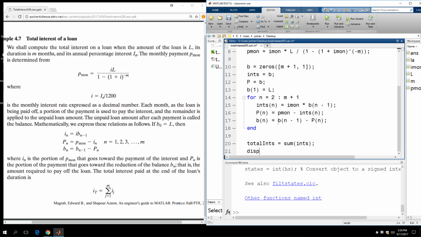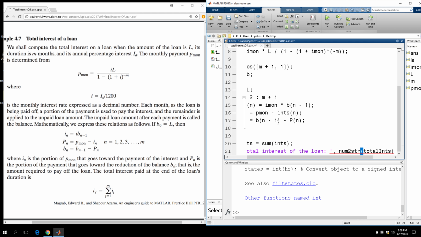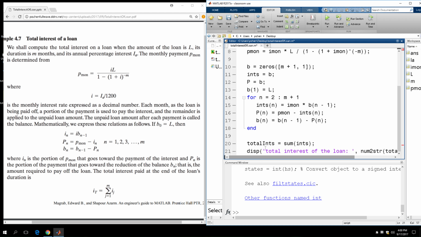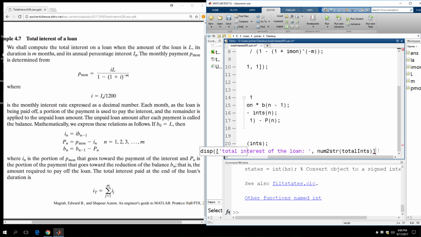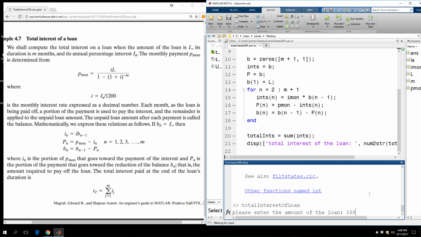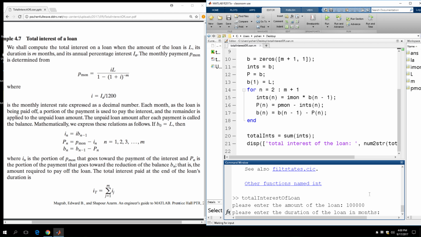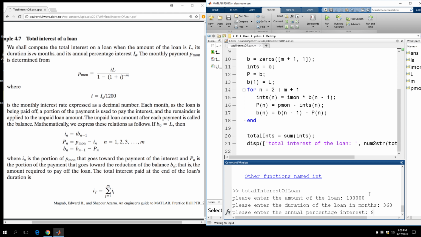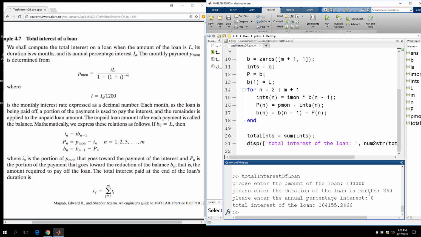And then we may want to display it, disp, total interest of the loan, and then num2str of total ints. We have to concatenate the whole thing inside a square bracket, and that's used as the input to the disp function. And now we can just run this code and see what's going to happen. The amount of the loan is 100,000, duration 360, annual percentage rate 8. So the total interest of the loan is this much. Does it look reasonable?